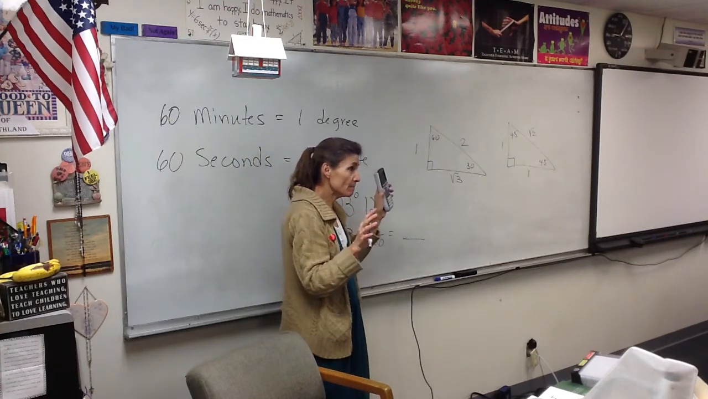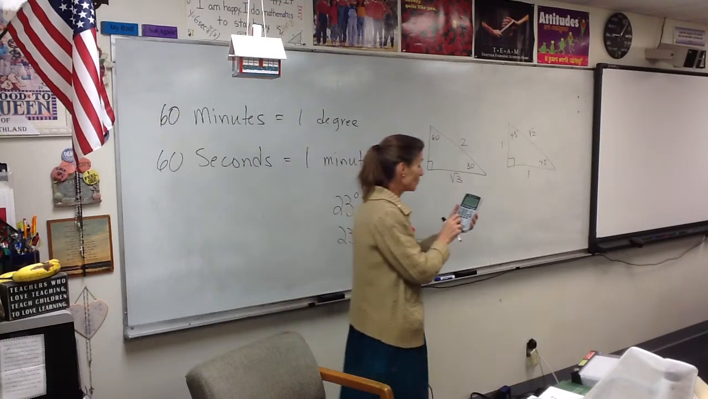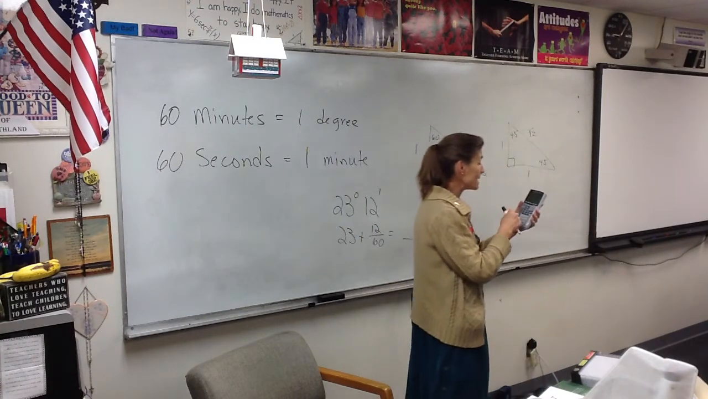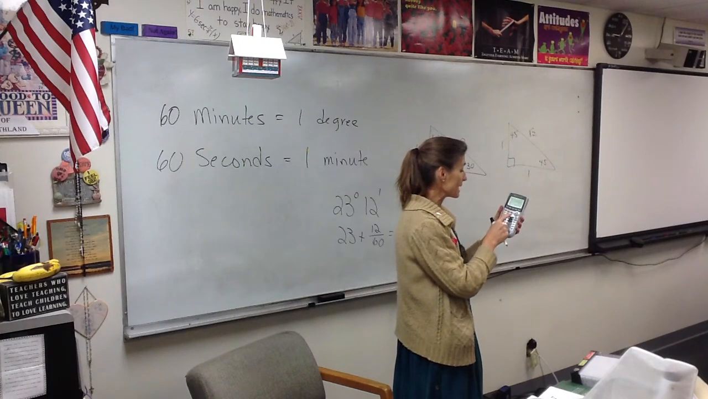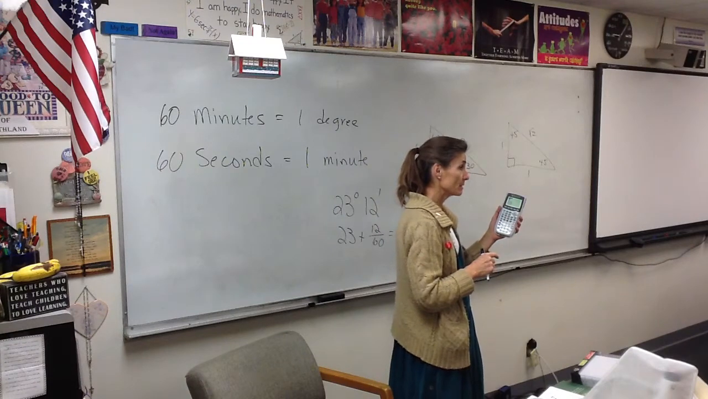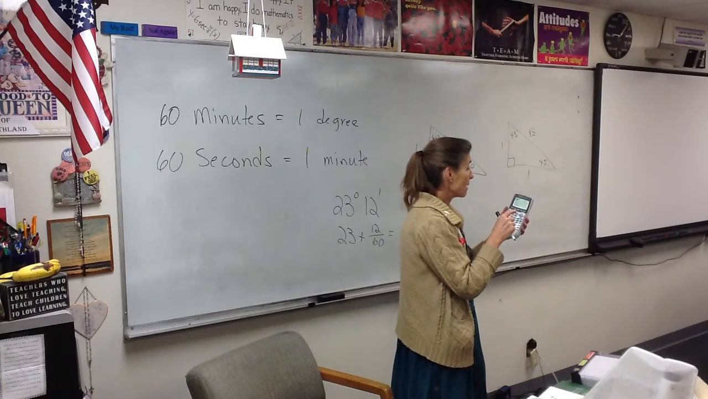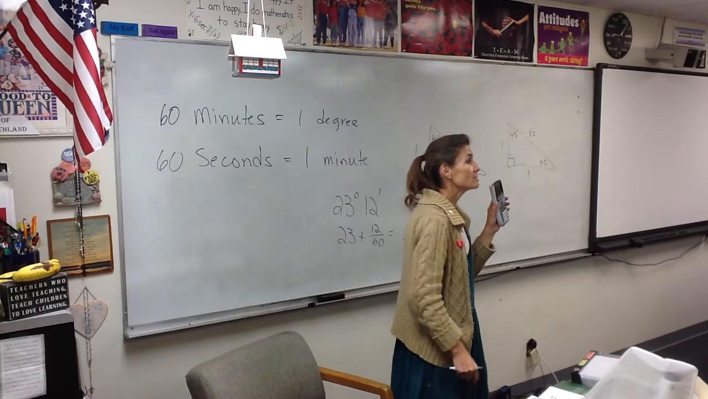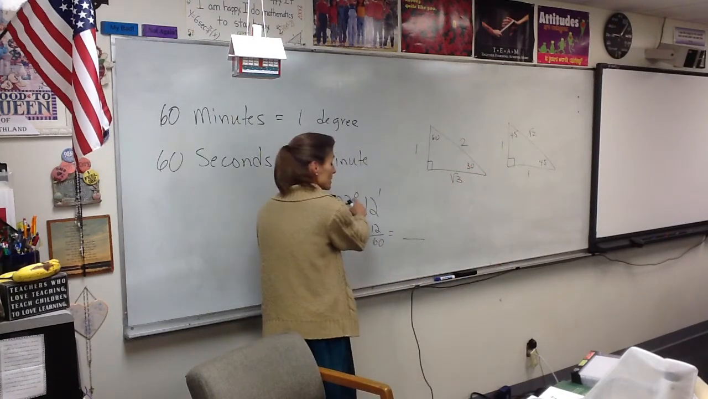Let's all do this together. We're going to put in 23, and then we're going to go to our angle menu. And our angle menu for me is above the APPS key. So I'll press second angle. Did you find it? It literally says angle above the button. Now, as soon as you press that, what's the very first symbol you see there? Degrees. So you just hit enter. And now your calculator shows 23 degrees.